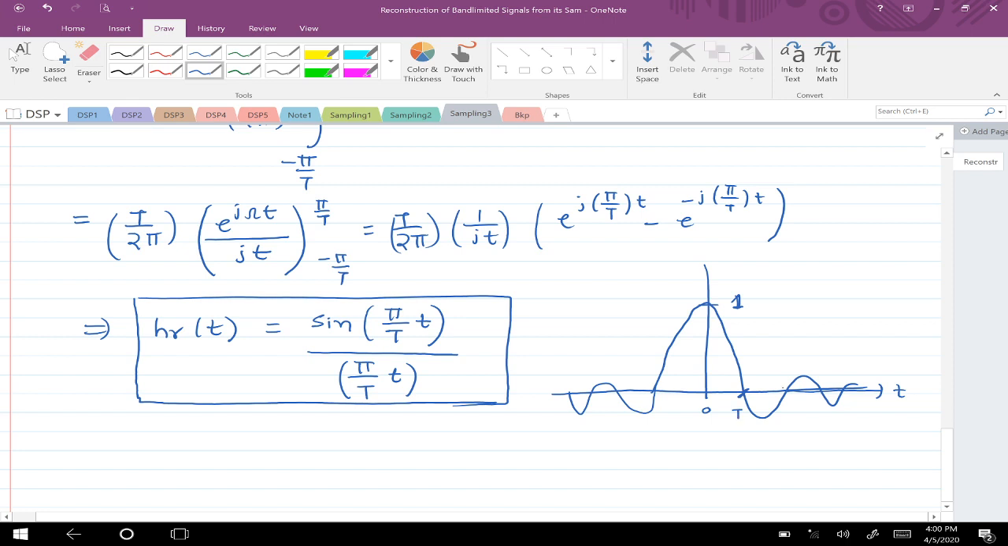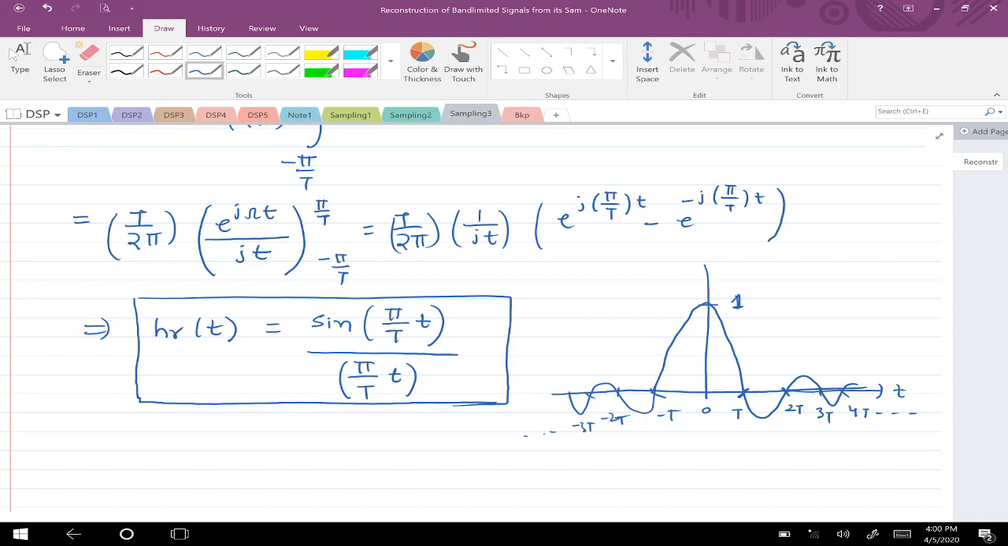This is at T, 2T, 3T, 4T, and so on. Similarly here, minus T, minus 2T, minus 3T, and so on. So that's the nice property here: only at multiples of the sampling period is its value 0.